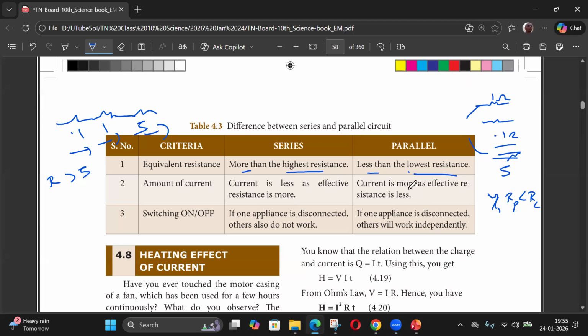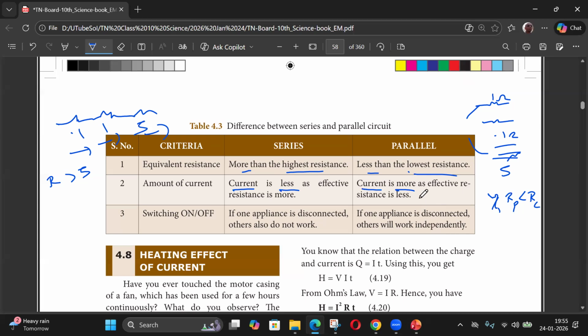Effective resistance, since the resistance is going down, so the current will be more. What they should say properly is, in series, as I keep adding resistors, the current will keep going down. In parallel, if I add more resistors, the current will increase.